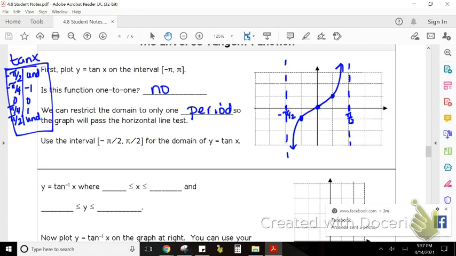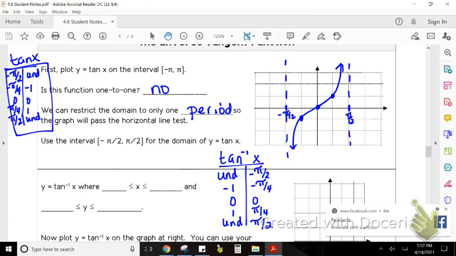Alright, so then when we go to do our inverse tangent table, we're just going to switch those x's and y's. So my new x's are undefined, negative 1, 0, 1, and undefined. And our y's are now negative pi over 2, negative pi over 4, 0, pi over 4, and pi over 2. Now remember, with the tangent we had vertical asymptotes, and so with the inverse tangent we're actually going to have those horizontal asymptotes.